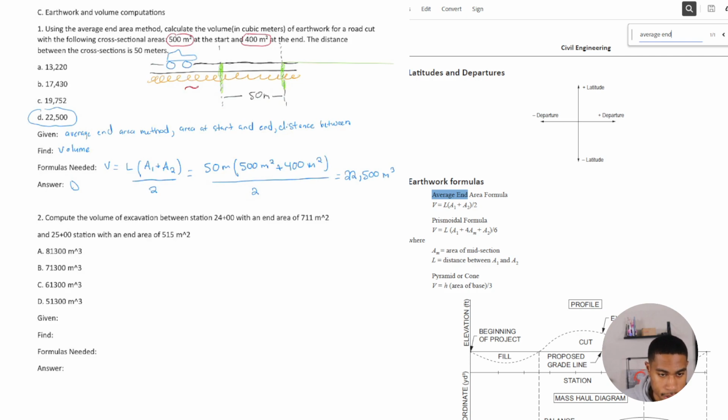Compute the volume of excavation between station 24 plus 00 with an end area of 711 meters squared and a station 25 plus 00 with an end area of 515 meters squared. All right, so it's important to note for this that these stations are in meters.